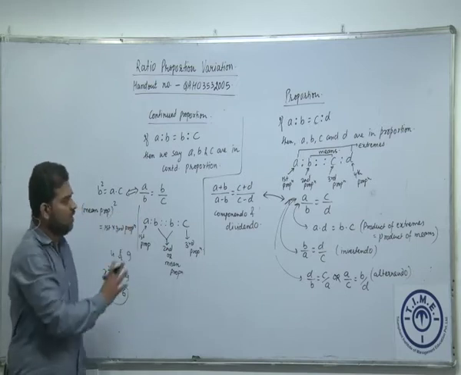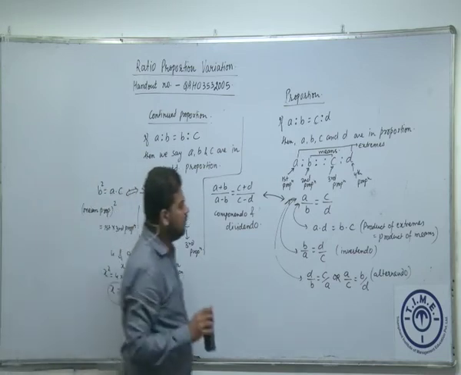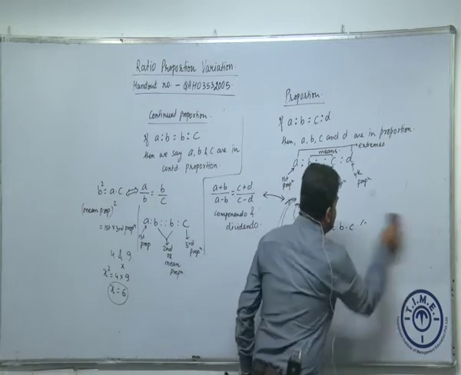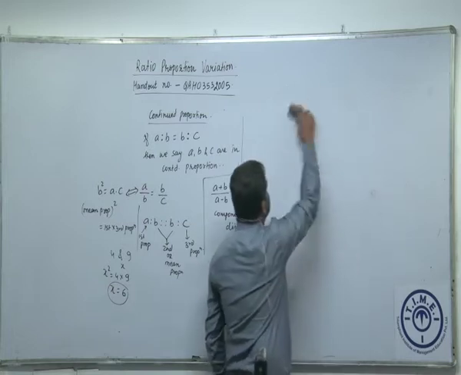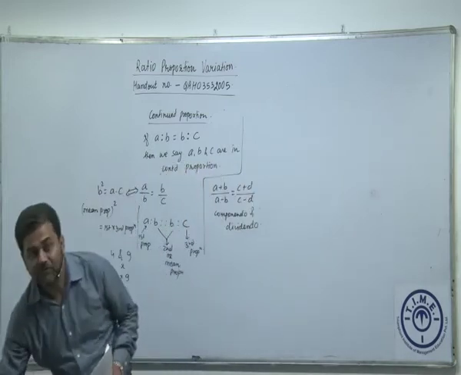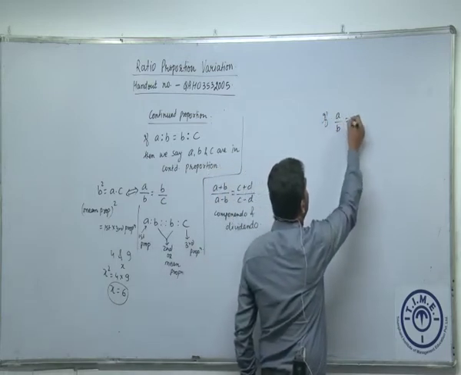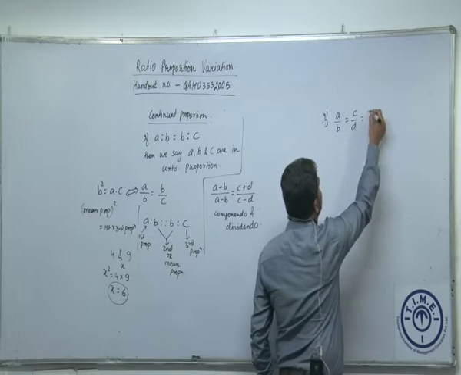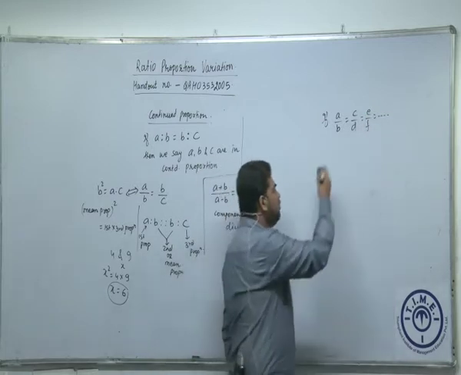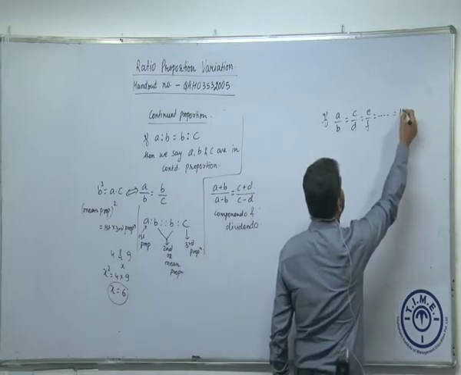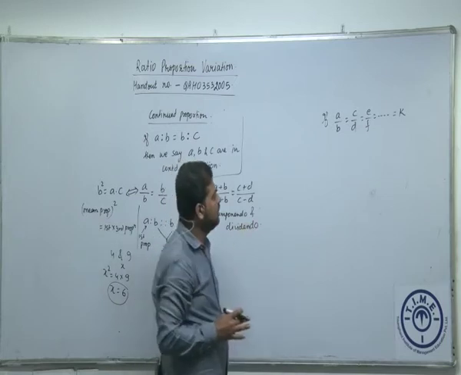I hope this part is clear. Okay, let us look at one more property. Suppose we had A by B is equal to C by D is equal to E by F and so on. Let us say these are all equal, and suppose these are all equal to a value which is k.